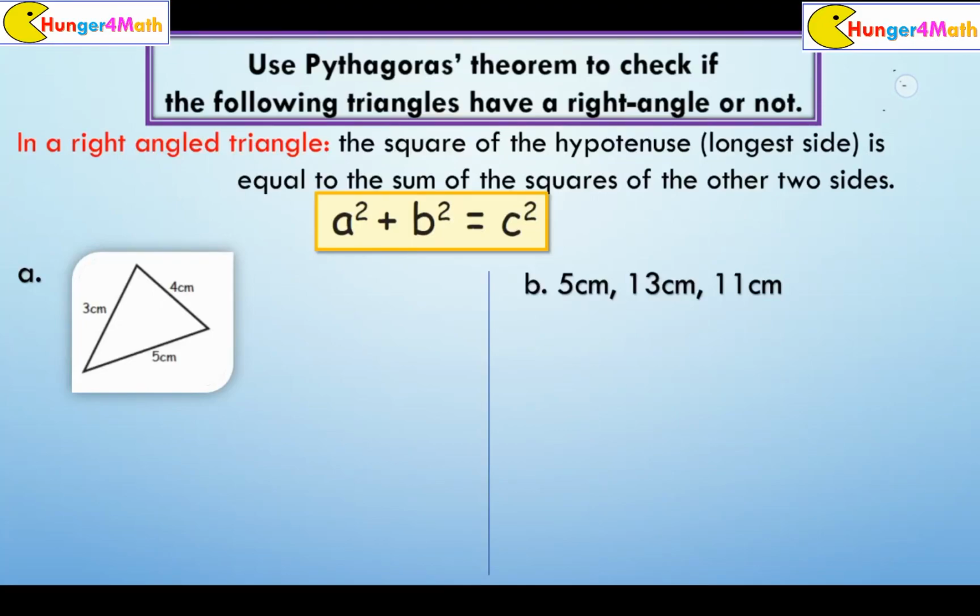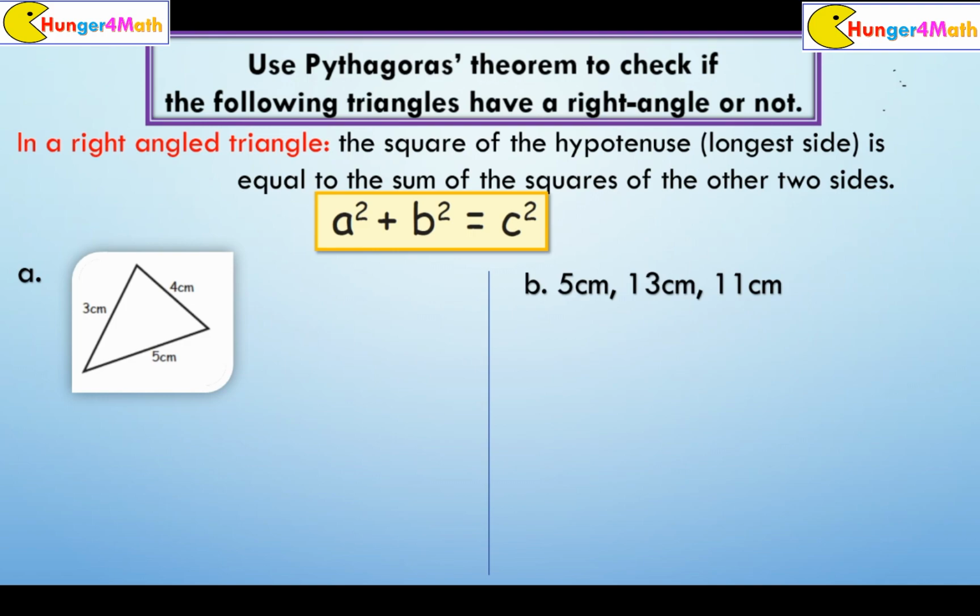For this video, we are going to cover how to use Pythagoras Theorem to check if the following triangles have a right angle or not. It states here, in a right angle triangle, the square of the hypotenuse, which is the longest side, is equal to the sum of the squares of the other two sides.